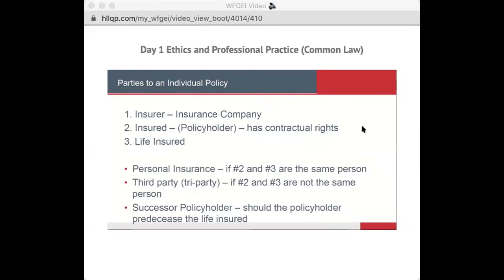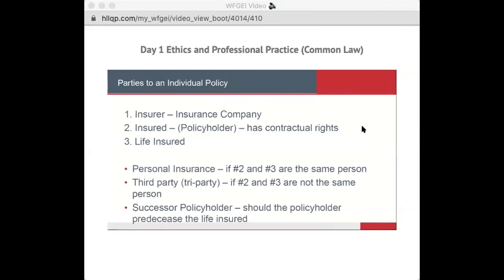That's why we always recommend in a third-party contract that you have a successor policyholder, should the policyholder predecease the life insured. In other words, if I own a policy on my spouse and I end up dying, who owns the policy? Well, if I don't have a successor owner, then my estate will own it. My estate automatically steps in and owns anything that I own, unless I specify otherwise.